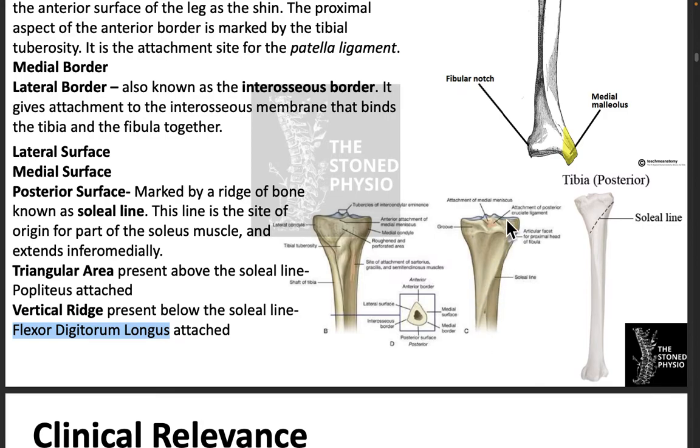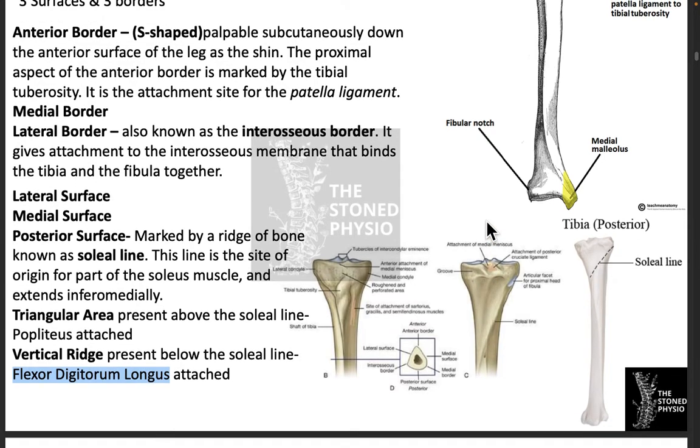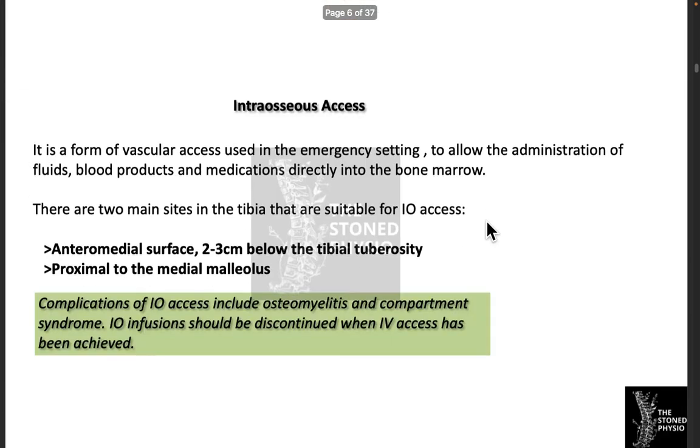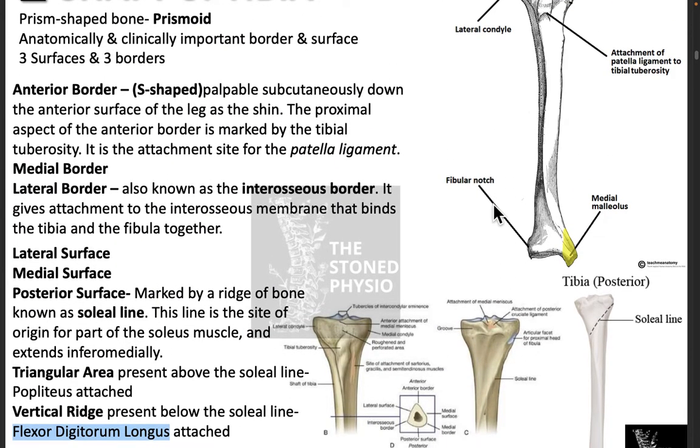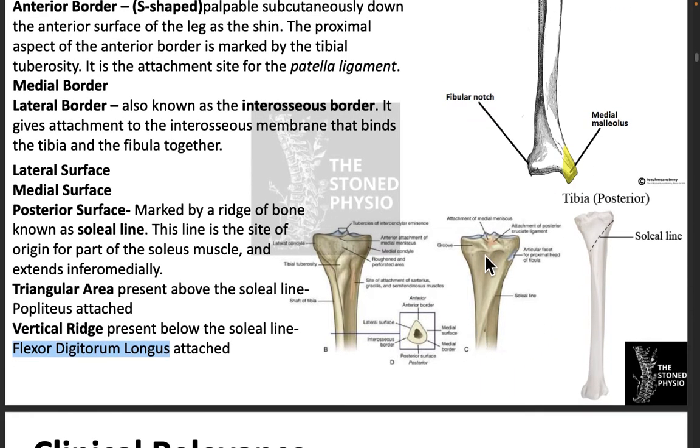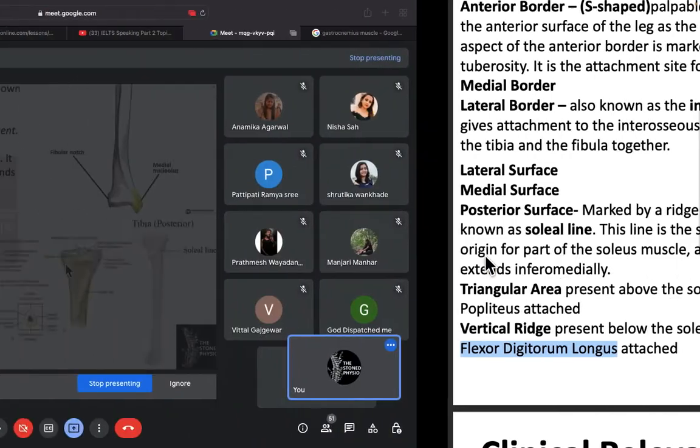And on this triangular area we have got that muscle, the popliteus muscle. I hope we are done with this, not the proximal part but the shaft of the tibia. Anteriorly we have seen the shaft, posteriorly the proximal one-third is important. And apart from that we have talked about, I think this is pretty simple.